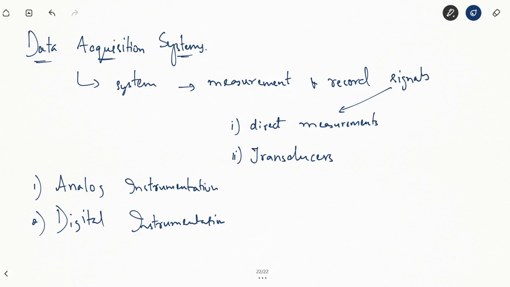So data acquisition systems are broadly used for the measurement and recording of signals that arise either through direct measurement or through transducers. So this is a broader definition of a data acquisition system. Now we can have either an analog based system or we can have a digital system.